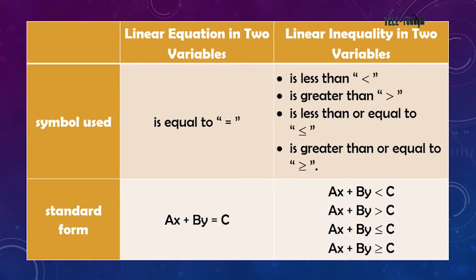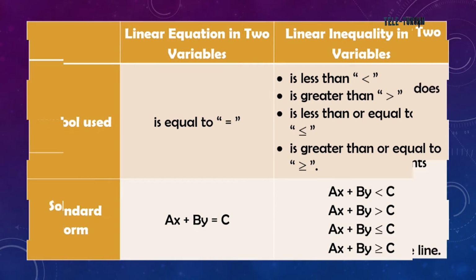We can now differentiate linear equation in two variables from a linear inequality in two variables. First, the symbol used for equations obviously is the equal sign, while in the inequalities we use is less than, is greater than, is less than or equal to, is greater than or equal to. Since the symbols used are different, their standard forms are also different, as you can see on your screen.